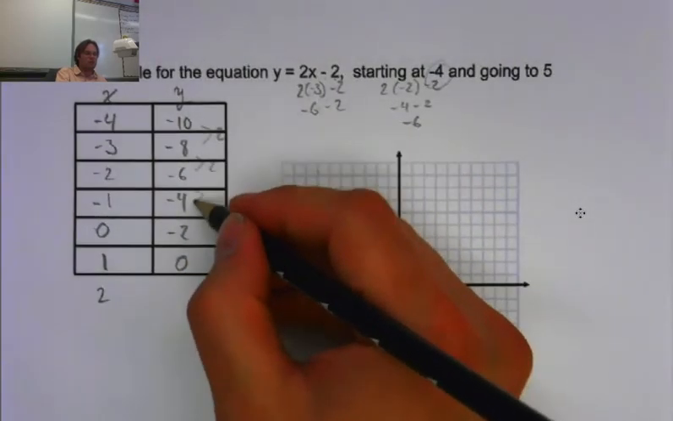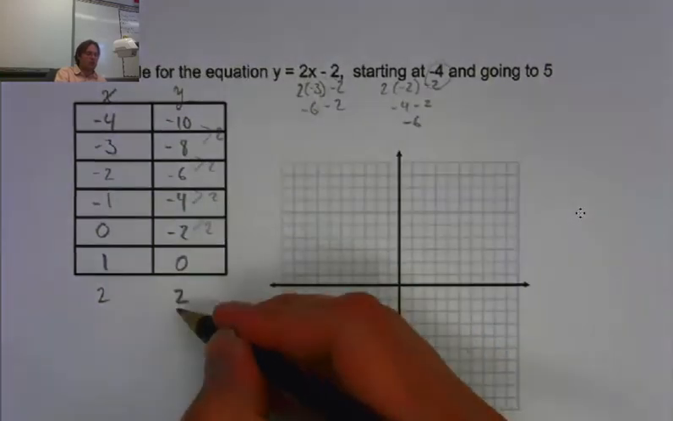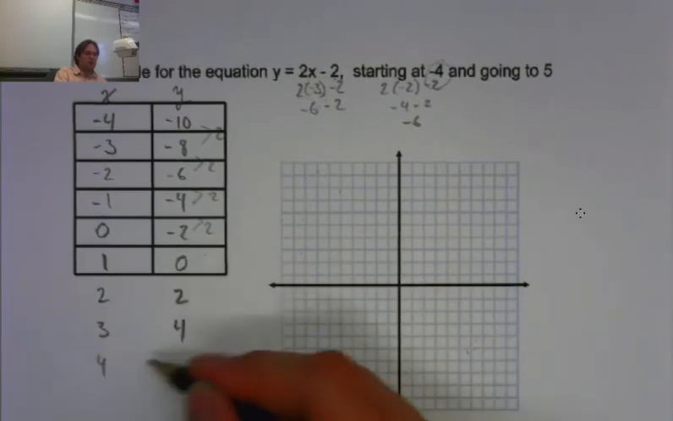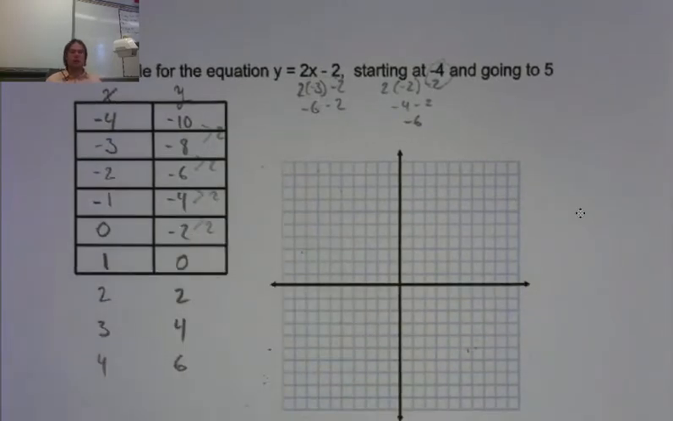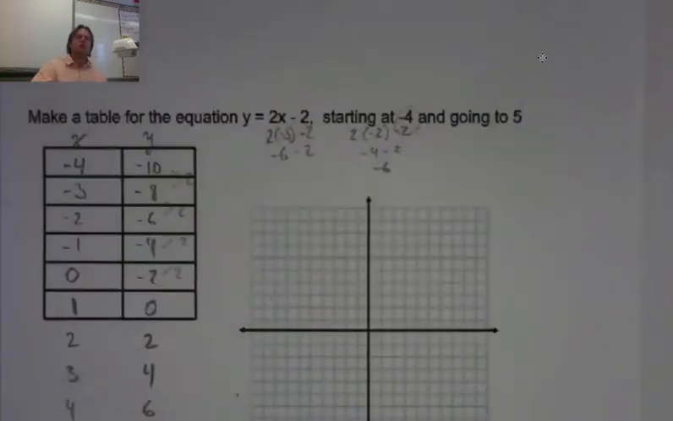2, 2, 2. So this next one will be 2. And if I have 3, it's going to be 4. 4 will be 6. And we keep on going down, all the way to 5, 5 will be 8. Okay? So when we graph this, we have to look at something here.